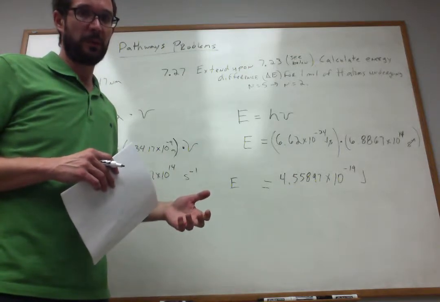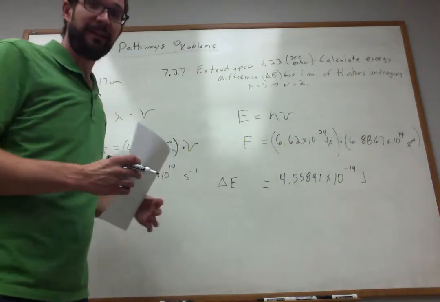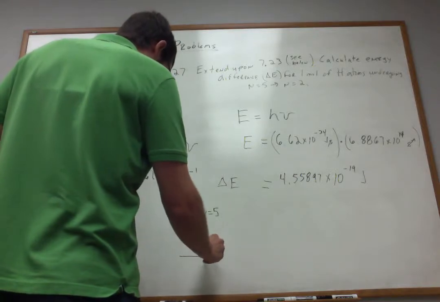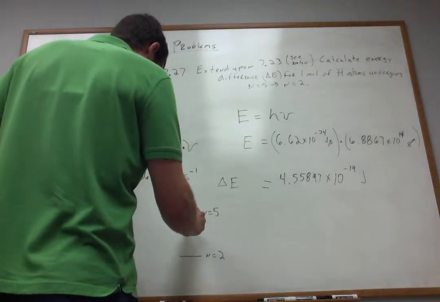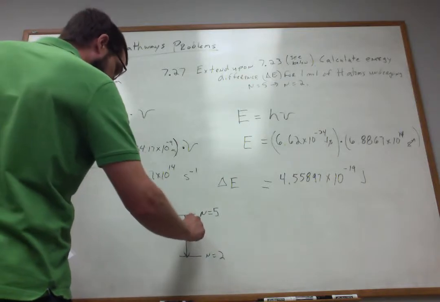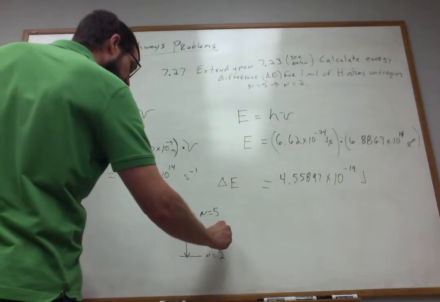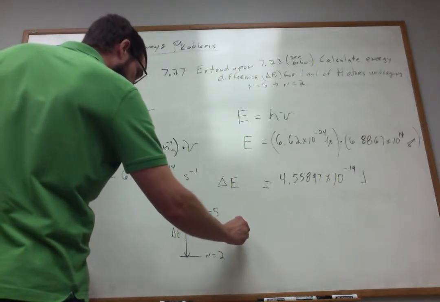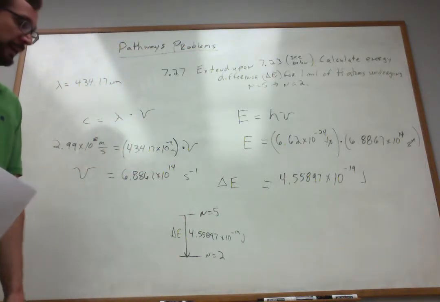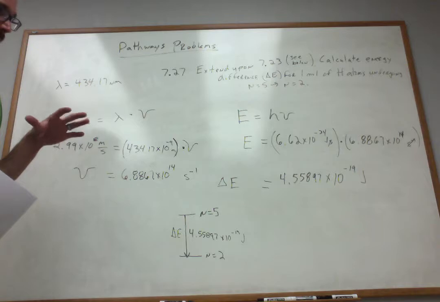from the 5 to 2 level. So this energy, we could call that a delta E. That is the energy gap between the n equals 5 and the n equals 2 level in the hydrogen atom. That delta E is 4.55897 times 10 to the minus 19th joules. That's what it corresponds to. That's the difference in energy between these levels. And that energy difference manifests itself as a photon of this wavelength. Okay? That's what we've calculated.